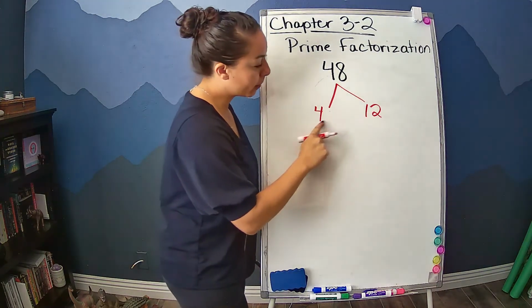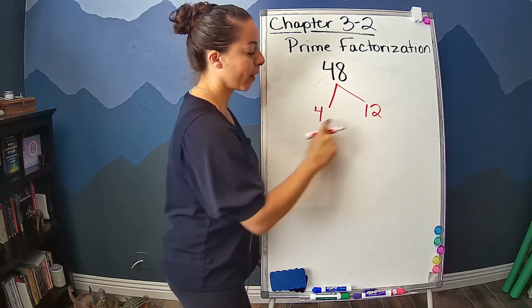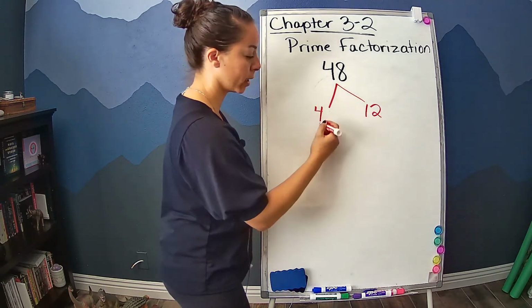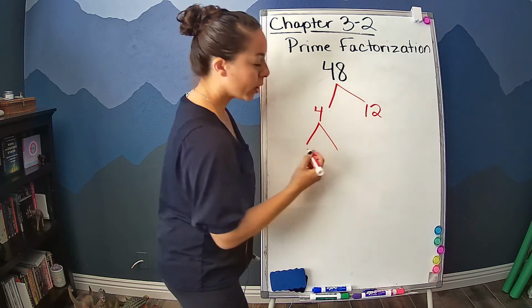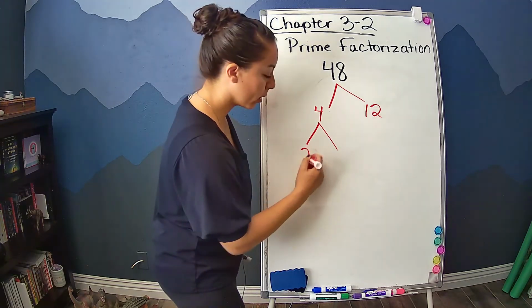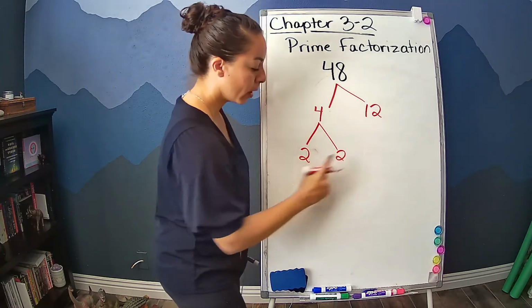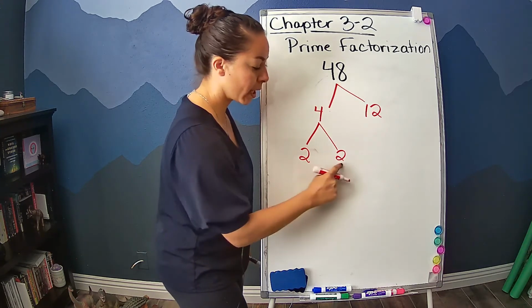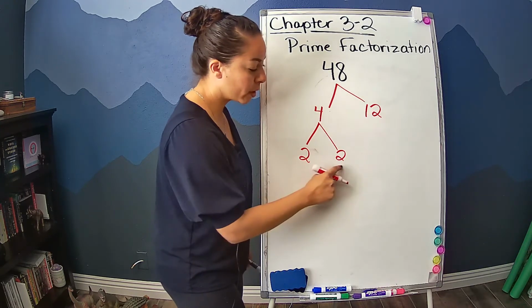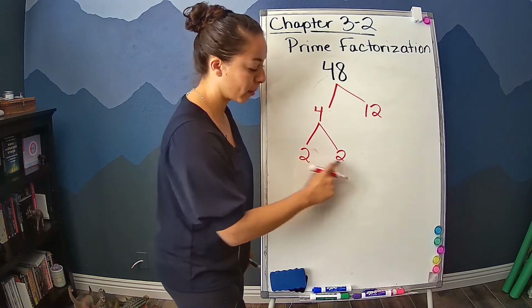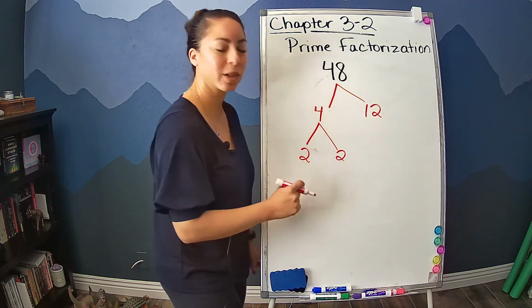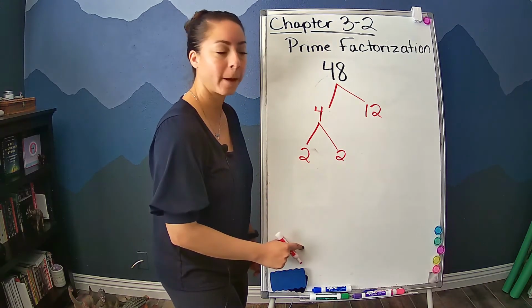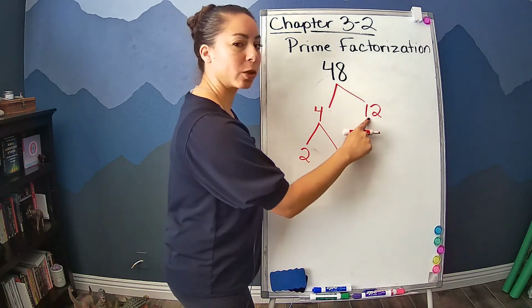Now, let me look at my two numbers though. Let me see if I can continue my factor trees. I can. What two numbers multiply to make 4? 2 and 2. Now let me look at these two numbers. Can I keep going? No, these are prime numbers. 2 is a prime number. I can't branch out anymore. It's just going to keep repeating itself. Okay? Let me look at 12.